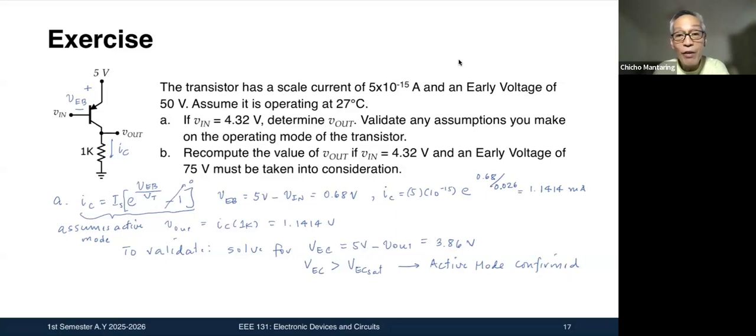For letter B, you now need material that I introduced in this particular lecture. In particular, letter B, what did we say? IC now will be a function of both VEB and VEC. So IC will be equal to IS e to the VEB over Vt minus 1, and then we have 1 plus VEC over VA. Practically, I already told you how to solve the problem.